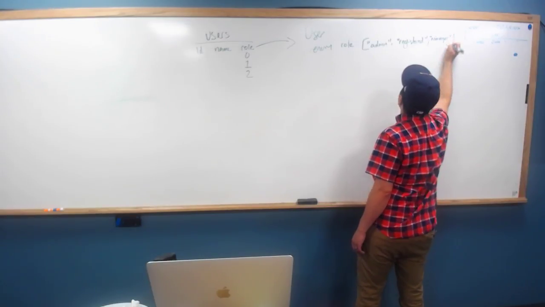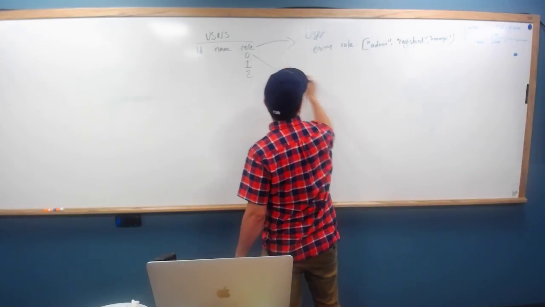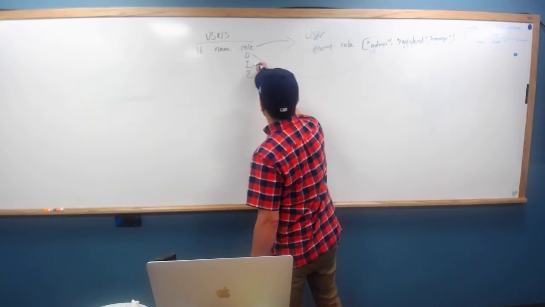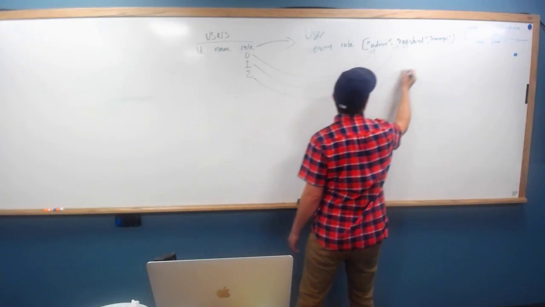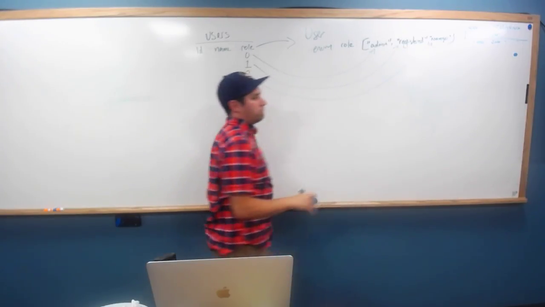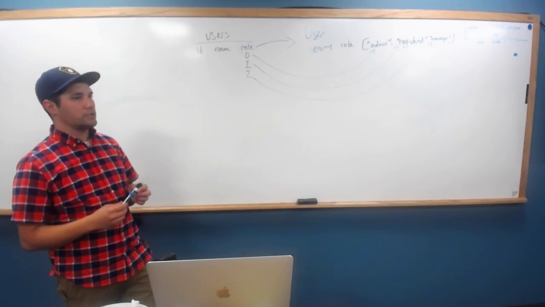And then these correspond to the indexes in the database. So this would be the admin, this person would be registered, and this person would be manager. Right. What are the limitations with this approach?